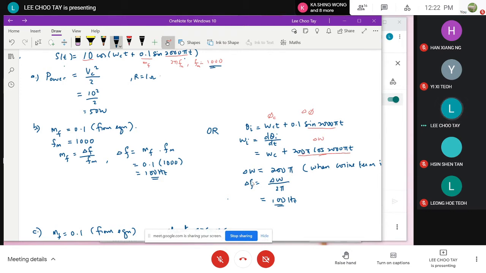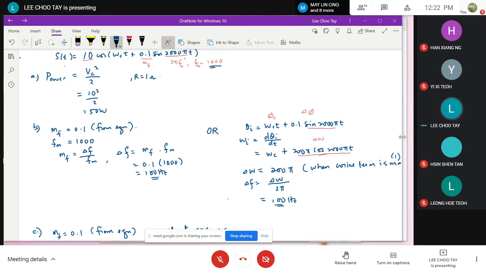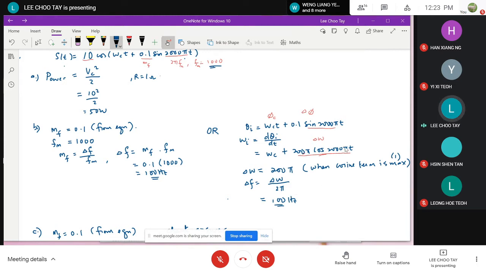So the delta f, which is the maximum change in linear frequency, is delta omega divided by 2 pi. That will give you a delta f of 100 hertz. You may want to take this down first.